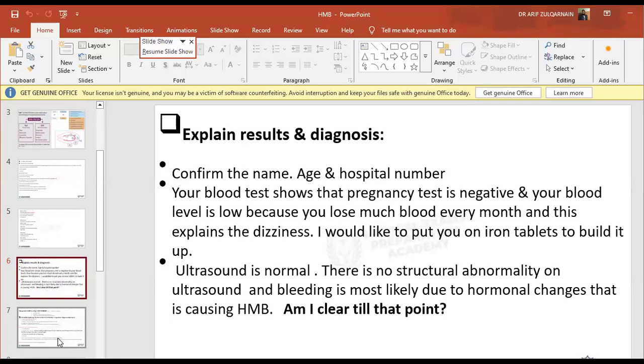Along with this, you will tell that your ultrasound is normal. There is no structural abnormality on the ultrasound, and bleeding is most likely due to hormonal changes that is causing heavy menstrual bleeding. In this way, you will explain to her that although the ultrasound is normal, this bleeding is most likely due to the hormonal changes.